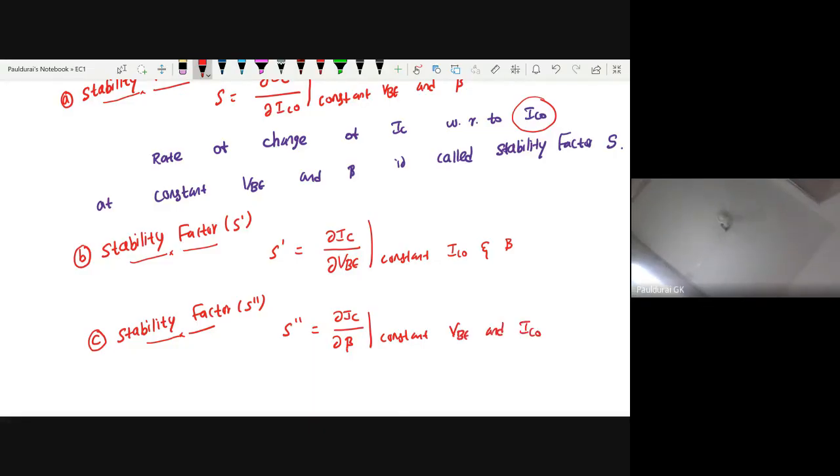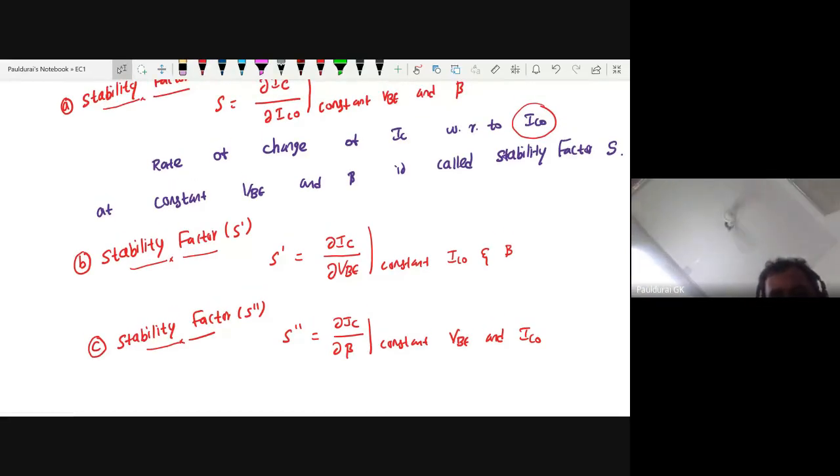So now you got the idea why I said not to change the order, because of S, S dash, and S double dash. So always please follow the order: first reverse collector saturation current ICO, then cut-in voltage VBE, and finally beta. So ICO, VBE, and beta. Any doubt till now?